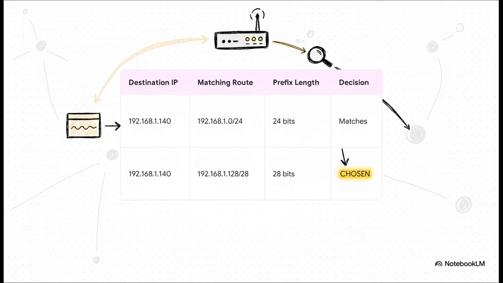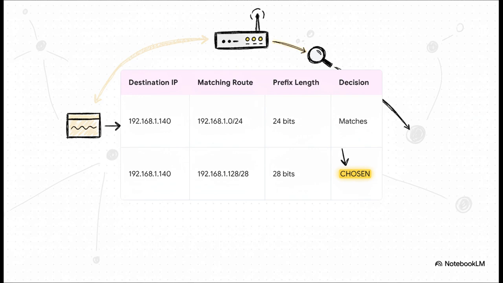Let's say our packet is trying to get to the IP address 192.168.1.140. The router checks its table and finds two entries that match. The first one, 192.168.1.0/24, is a pretty big network. That /24 means it has room for about 254 devices. Our destination definitely fits in there.